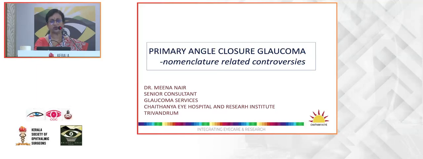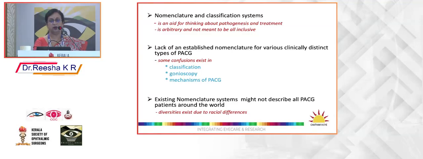My topic is on nomenclature-related controversies. A good established classification and nomenclature system is essential to understand the disease with respect to its pathogenesis and chalk out a strategy for treatment.